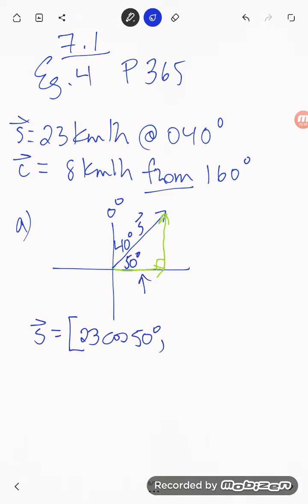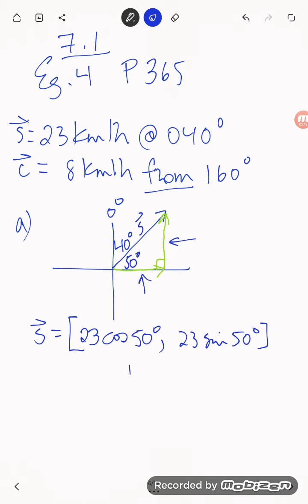Or you can think of it as the formula for writing a Cartesian vector from a geometric vector. It's in your textbook if you want to look it up. And then the vertical component would be 23 sine 50 degrees because it is opposite the 50 degree angle. So that is my ship's velocity as a Cartesian vector. Now I need to do the same for the current velocity.